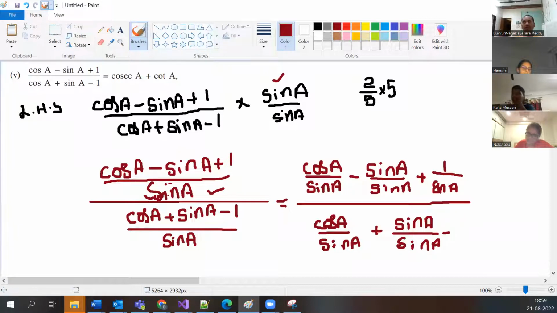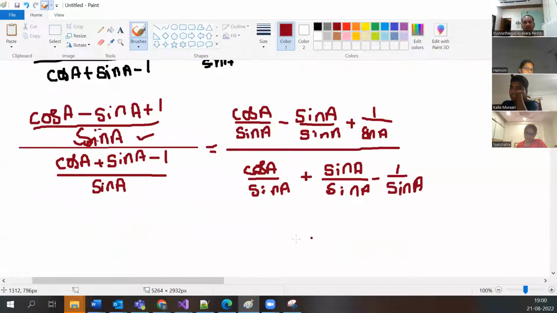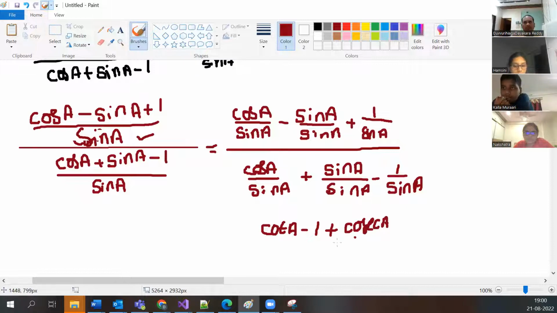Cos A by sin A, sin A by sin A, minus 1 by sin A. Now tell me, how can we write cos by sin? Cot, correct. Cot A minus sin by sin cancels, plus 1 by sin A is nothing but cosecant A, divided by, again cos by sin is cot A, plus 1 minus cosecant A.